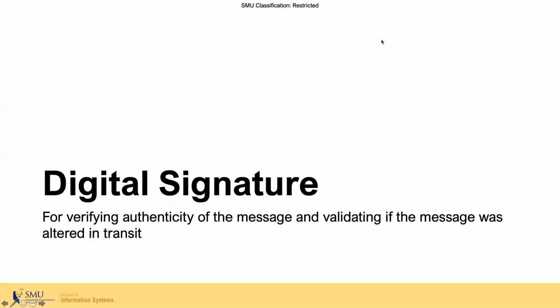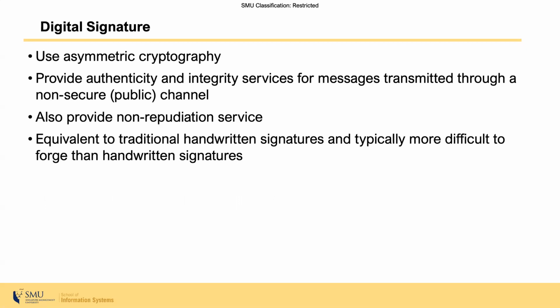Digital signatures provide a way to verify the authenticity of the message and to validate whether the message has been altered during transit. Digital signature relies on asymmetric cryptography. It provides authenticity and integrity services for messages transmitted through a non-secure channel, also known as a public channel.